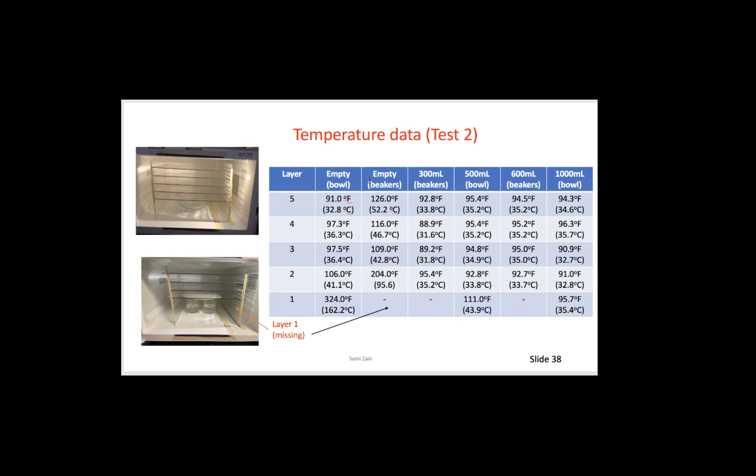Please turn to slide 38. Here is the temperature data from test 2. We see certain trends in the temperatures. For example, the beaker temperatures are on average higher than the bowl temperatures. I would also like to share that the glass bowl felt hotter to the touch than the beakers did. I could not hold the glass bowl without some kind of insulation, whether that be a towel or a cloth, whereas the beakers were bearable to be held in my bare hands.